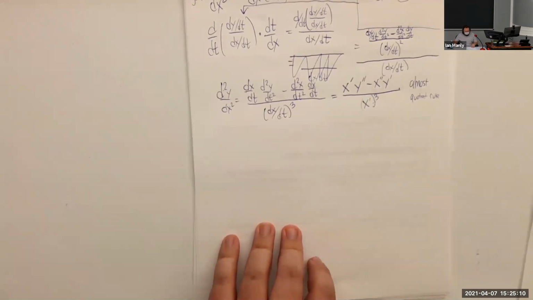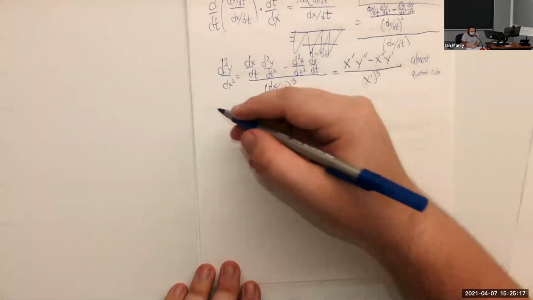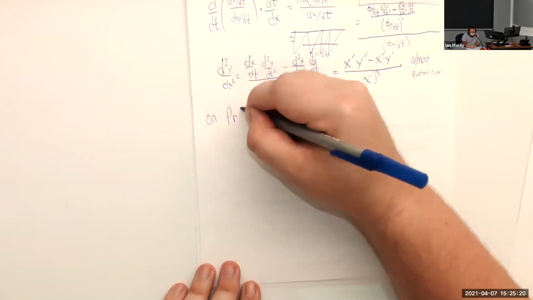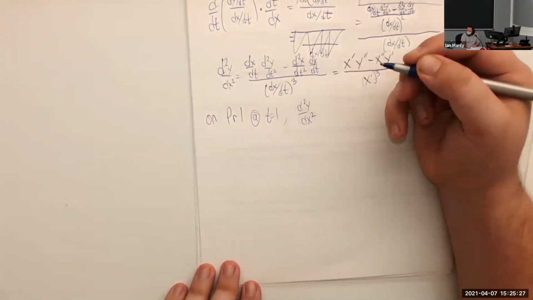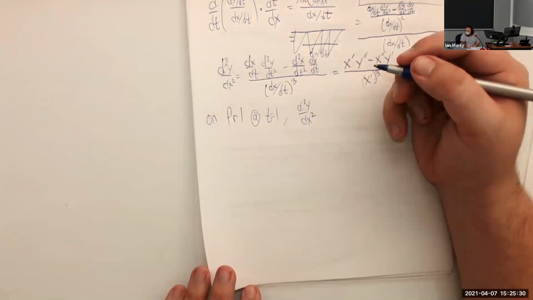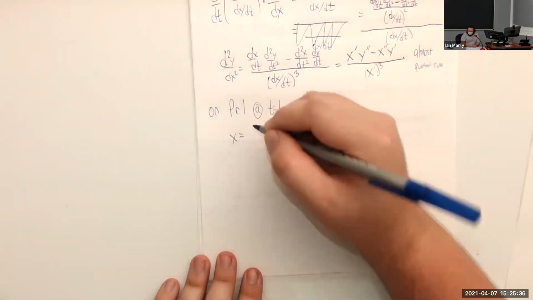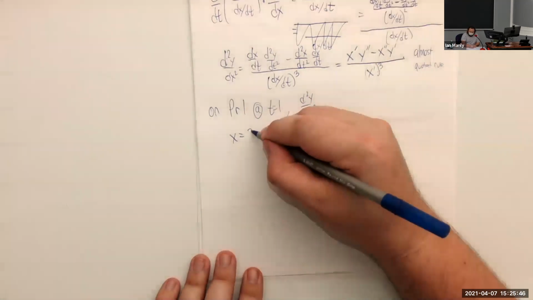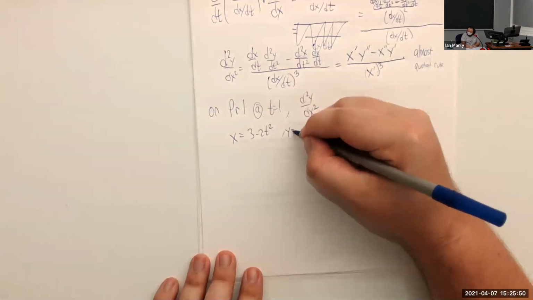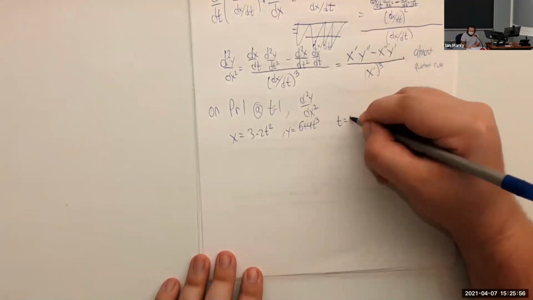All right, so let's go ahead and actually use this on something here. Let's use this on practice 1 at t equals 1. Let's find d squared y dx squared right here. So let's see, what was our parametric equation for practice 1? Yeah, here it is. X is 3 minus 2t squared. Y is 6 plus 4t cubed. And we're doing this at t equals 1 here.